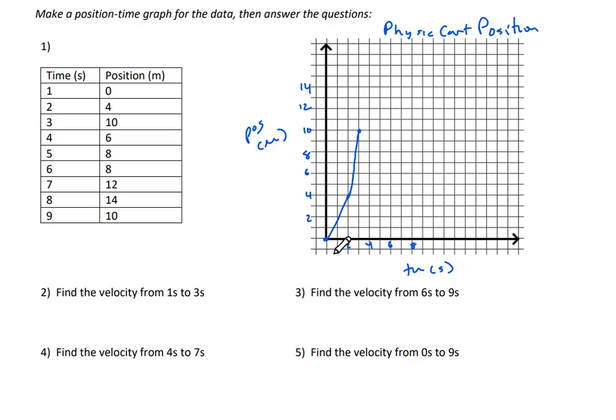Oh, I do have a mistake right here. I'll have to fix that. All right. I did that from 0. At time 1, it says 0. So that should be right here. There. All right. Then at time 3, we have 10. At time 4, we are at 6.